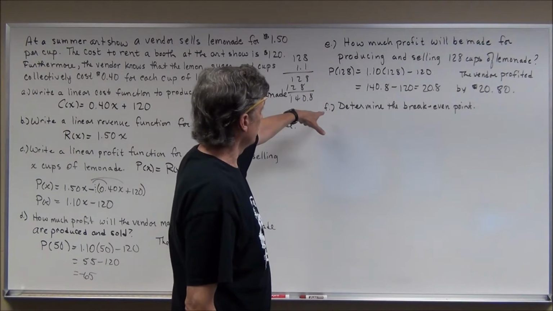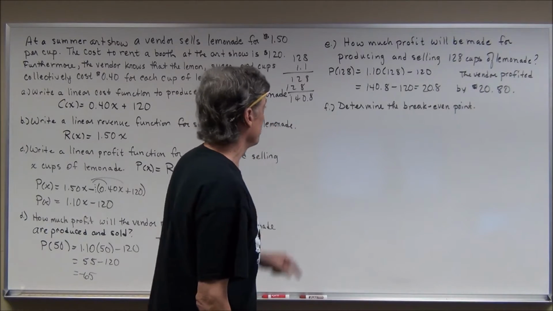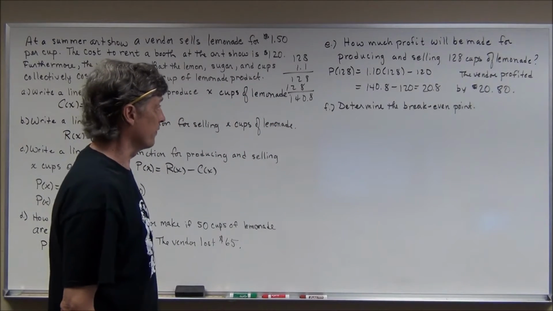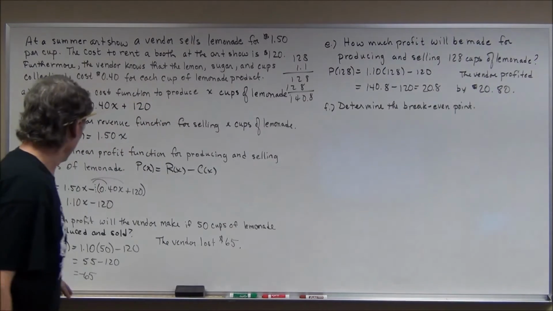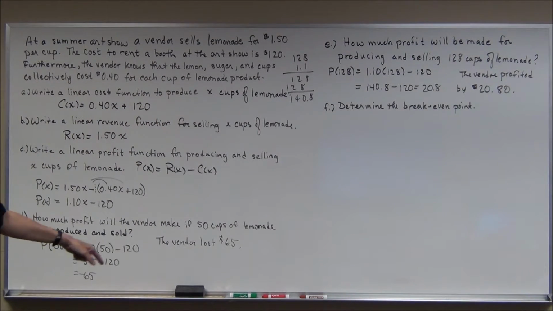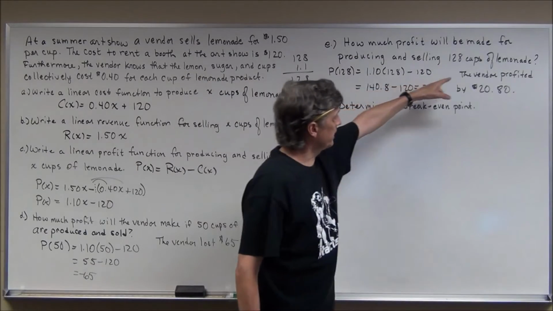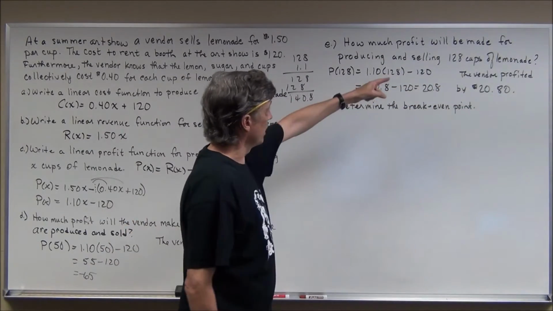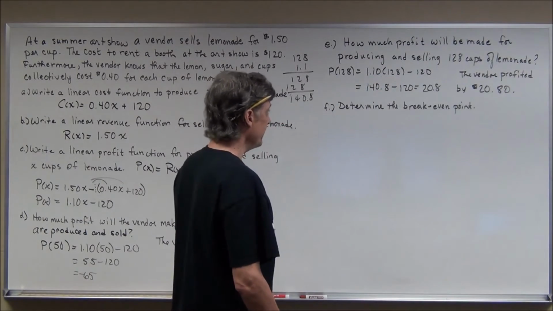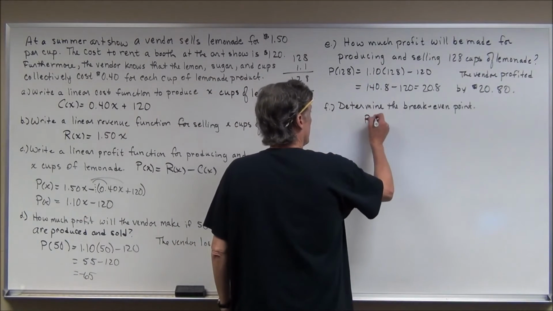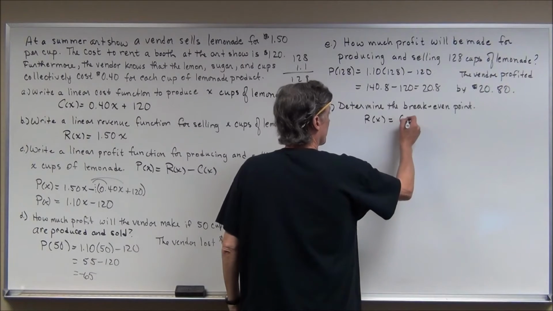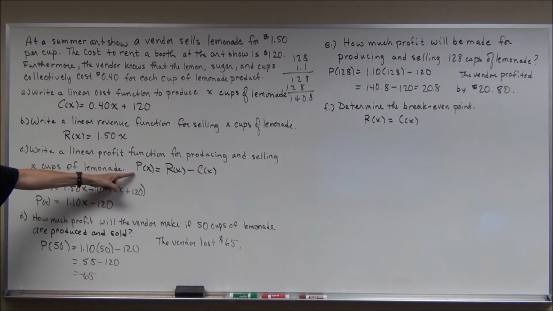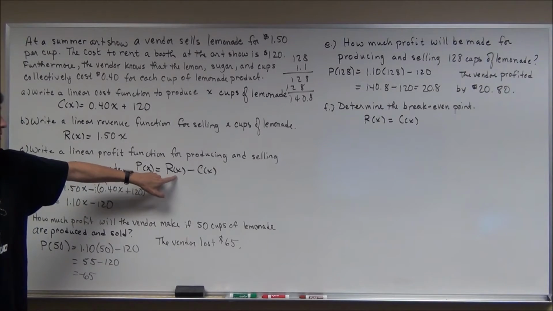Now, the last one says determine the break-even point. In business, break-even means there's no loss, there's no profit. You break even. Well, at 50 cups, we lost money. At 128 cups, they made money. So it's somewhere between 50 and 128. Well, the break-even point occurs, if you think about it, when the revenue is equal to the cost, because that means that the profit is going to be 0.